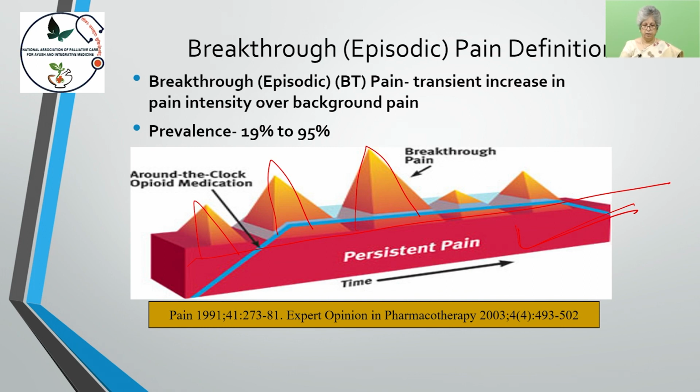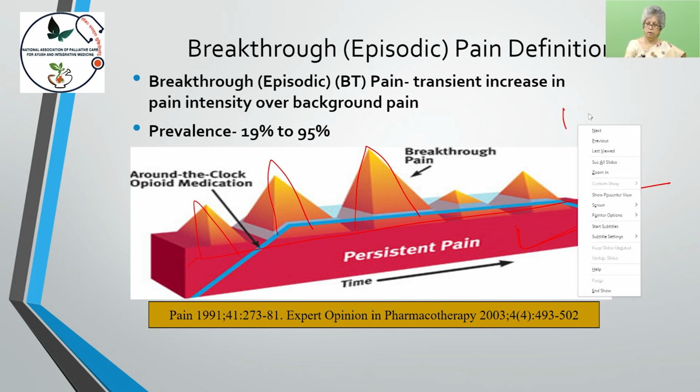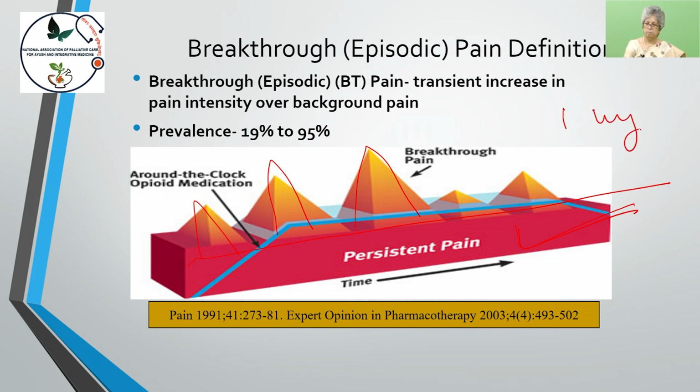To treat the breakthrough pain, one can give an additional dose of the drug which he is already taking. Like if the patient is taking 10 milligram morphine 4 hourly, and if he gets breakthrough pain, you can give another 10 milligram morphine to relieve that breakthrough pain.